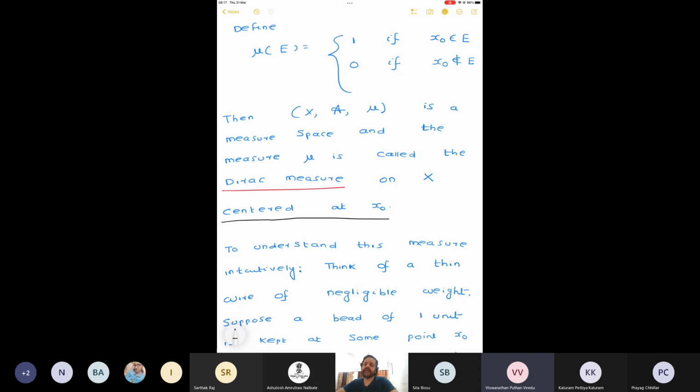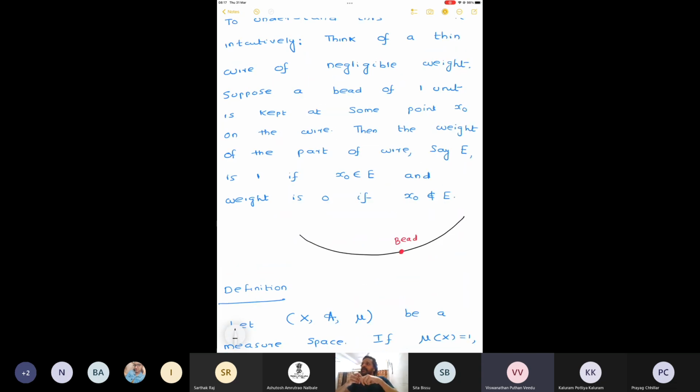There is an intuitive way to understand this Dirac measure. So how do you understand this? You think of a wire of negligible weight, something like a thread, which you assume has no weight. Or maybe you can think of it as a necklace made of a cheap thread. In that necklace, you have a pendant, a bead, which is very costly. Let us say a diamond pendant. Now, you want to measure a part of this necklace.